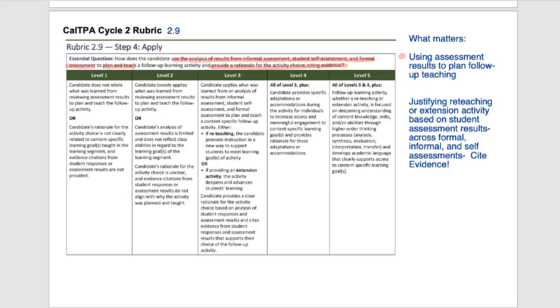extension lesson. And then the second piece, and this is a big deal: provide a rationale for what you're doing. Justifying your teaching or extension activity based on students' assessment results across formal, informal, and self-assessments. Big idea, again, can't highlight it enough, citing evidence. This particular rubric, 2.9 and 2.8, are all about the evidence you supply from students' work and from your assessment results.